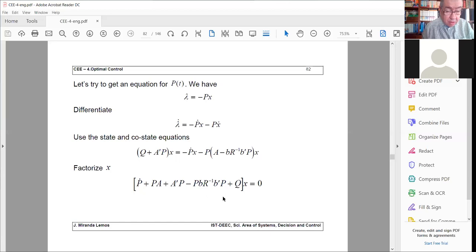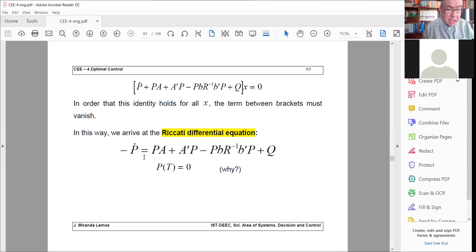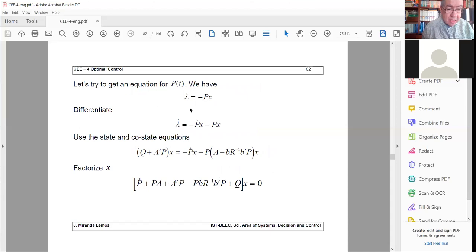So you end up with an equation for P dot, which is just equating the term between square brackets to zero. This is the Riccati differential equation. And you have a terminal condition which says that P of capital T is zero. Why? Well, let's go back a little bit. Remember that lambda is minus P x.